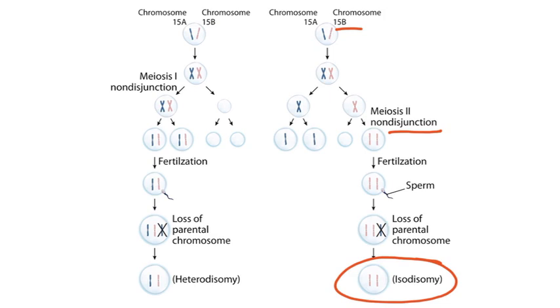Alternatively, the left side of the image shows non-disjunction during meiosis I. And this results in the inheritance of a pair of homologous chromosomes, which you can see right here. Because these two chromosomes are slightly different from one another, restriction fragments would appear as two distinct bands.